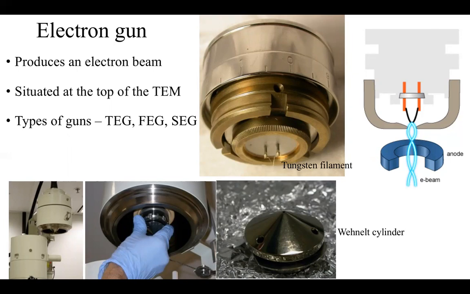And the types of gun are very similar. It is the thermionic emission gun, the field emission electrons FEG, and the Schottky emitted electrons SEG. So this is basically the very same thing that I described earlier in the SEM, so I'm not going to go into details.